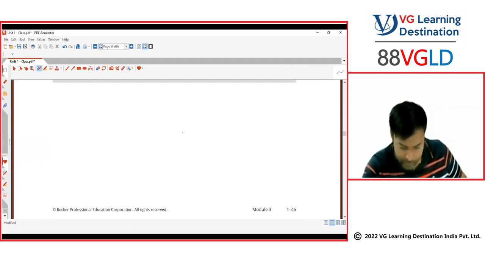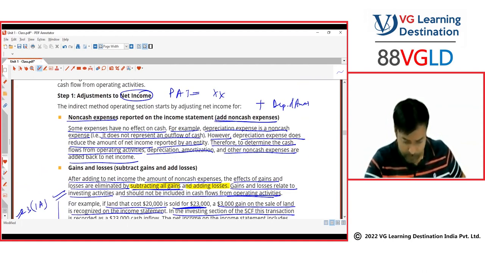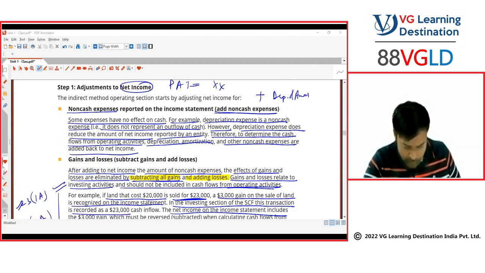Okay, current liabilities, I'm going to cover it tomorrow itself. Okay, we'll quickly try a few questions on the cash flows. Then we'll move on to some items we are going to calculate here.